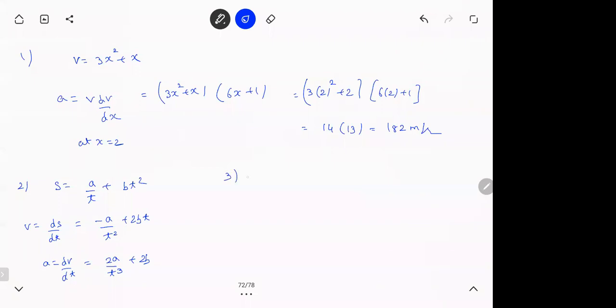Third one, he said the displacement is 3t square minus 2. He is asking velocity, so ds by dt, that is 6t. And he is asking that t is equal to 2. 6 into 2, that is 12.